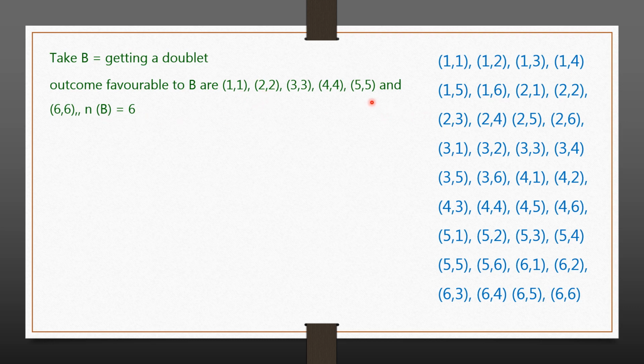Similarly, suppose 5 5, 5 on first day, 5 on second day. These are called doublets. There are only 6 doublets in the sample space. Therefore, outcomes favorable to B are these only. Therefore, there are 6 different outcomes favorable to B. N of B is 6. From this, P of B is N of B by N of S, 6 by 36, we will get 1 by 6.